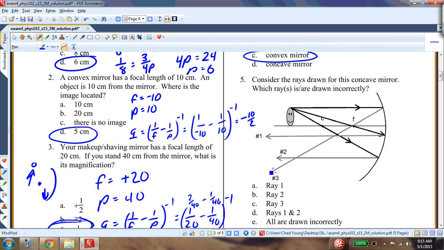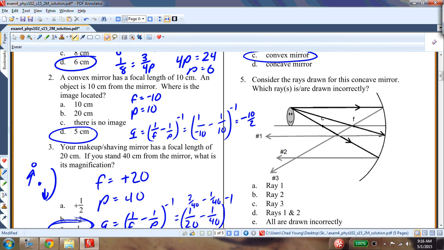So are the rays drawn for this concave mirror. Which ray is or are drawn incorrectly? Let's see, parallel to the axis and through the focal point. That one's correct, so it's not A. This one goes through C and then parallel to the axis. That is not correct. So what's that number? Number 2 is not correct.